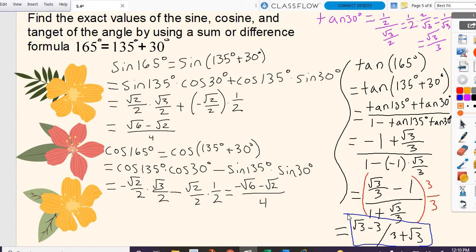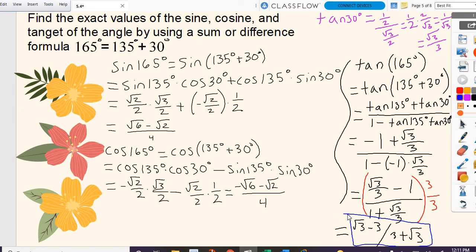Now I will tell you, your book is actually going to take it a step further to get rid of the radical in the denominator. So remember, to get rid of that, we would have to multiply by 3 minus the square root of 3, which is our conjugate, to the top and the bottom. I'm okay with you leaving your answer like that. However, just know if you're checking your answers in the back of the book, if there's no radicals in the bottom, that's what they did to get rid of it.